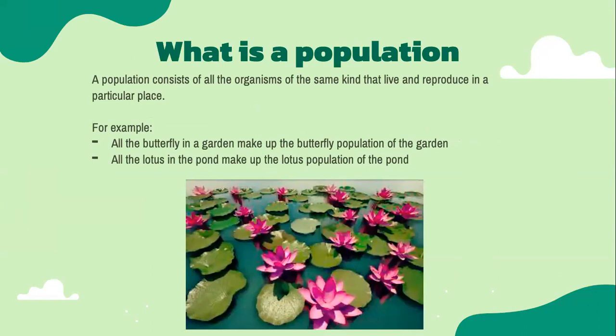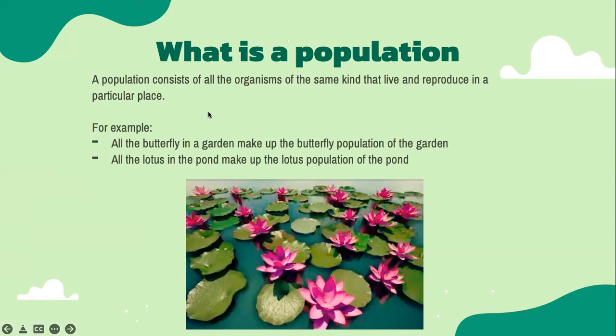A population consists of all the organisms of the same kind that live and reproduce in a particular place. For example, all the butterflies in a garden make up the butterfly population of the garden. All the water lotus in the pond makes up the water lotus population of the pond. All right. So all people who stay and live in Vietnam are part of the population of Vietnam.